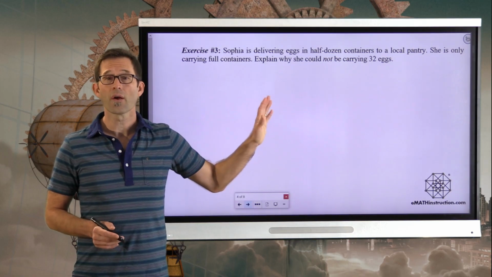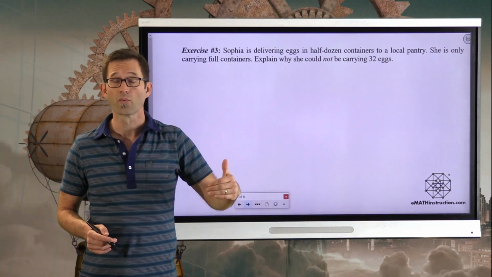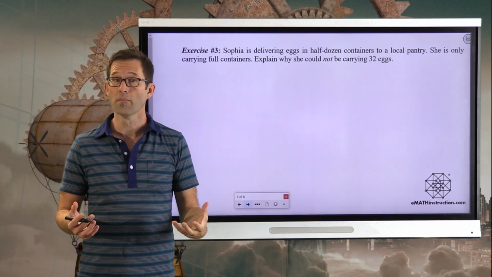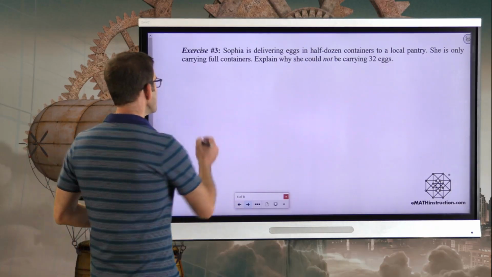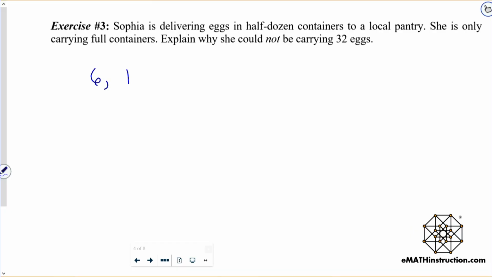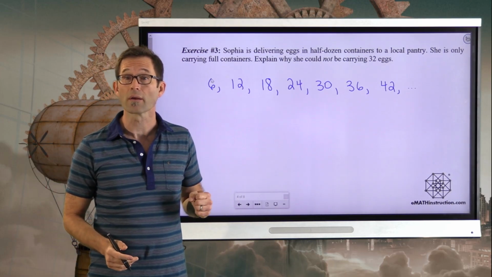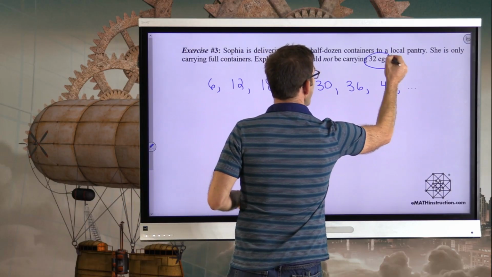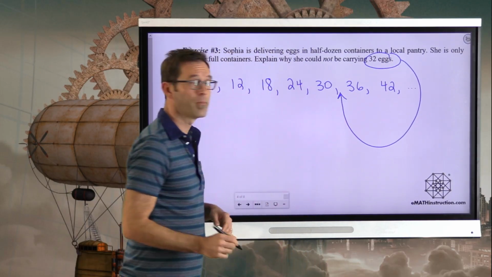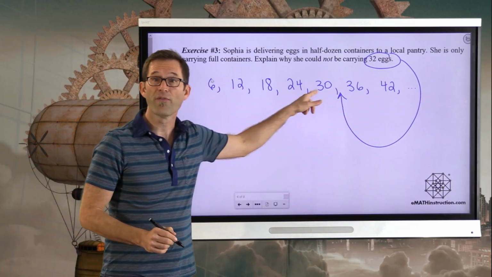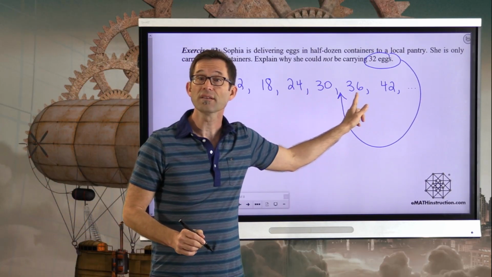Well, since Sophia is carrying eggs in sixes, right, then how many eggs she's carrying must be a multiple of 6. Let's write down some multiples of 6, right? So obviously you've got 6, and then she could be carrying 12. She could have been carrying 18, or 24, or 30, or 36, or 42, etc., right? These are the numbers of eggs that she could be carrying. Well, the plain fact is 32 eggs falls somewhere in here. It falls between 5 times 6 and 6 times 6.